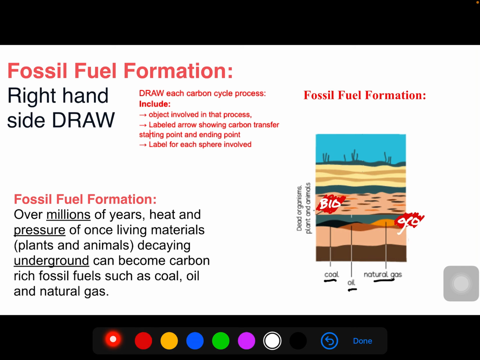Geosphere. So even though those plants and animals are dead, they're still part of the biosphere until they've decomposed enough to be fully in the soil or fully a fossil fuel. So here my arrow is going to show that biosphere to geosphere. Make sure I get a good color there to show that change. So again, object, arrow, labels, sphere to sphere.